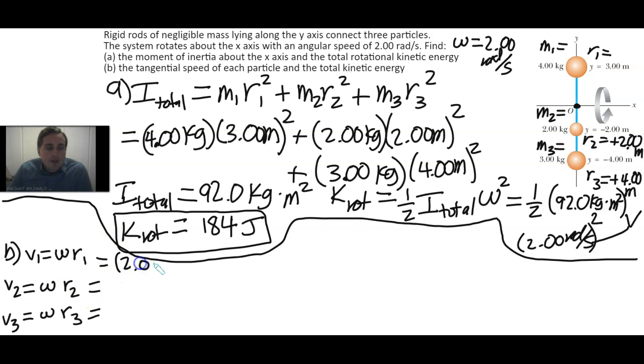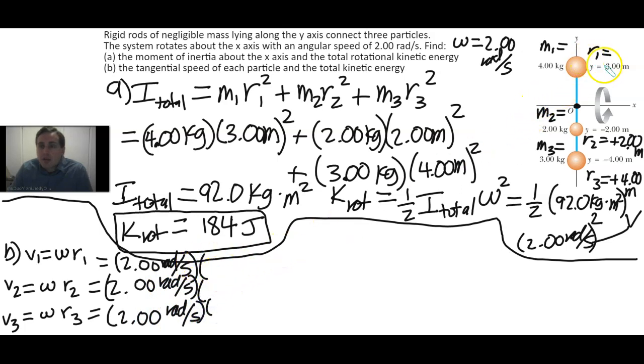So we multiply by 2.00 radians per second for each of these linear velocities, because the angular velocity is the same for all the particles, but the radius is different for each particle. It's going to be 3, 2, and 4, respectively, 0.00 meters for the SI unit. So let's get each of these linear velocities.